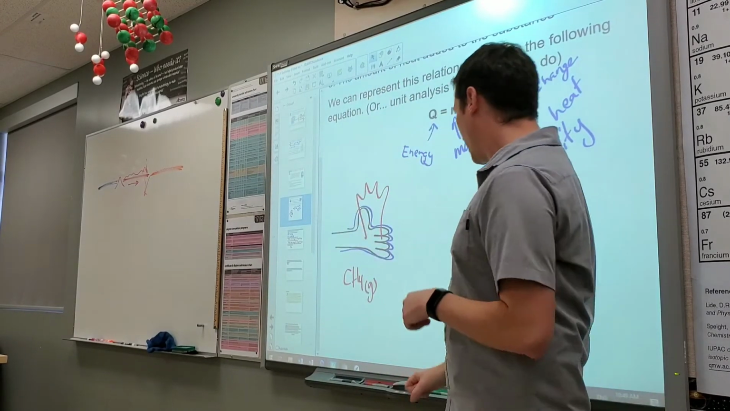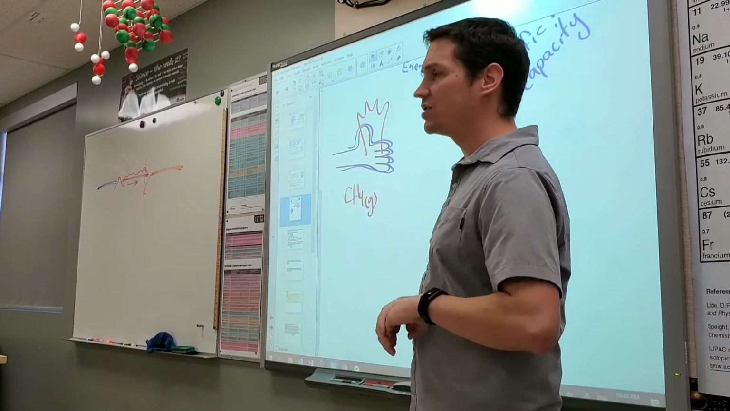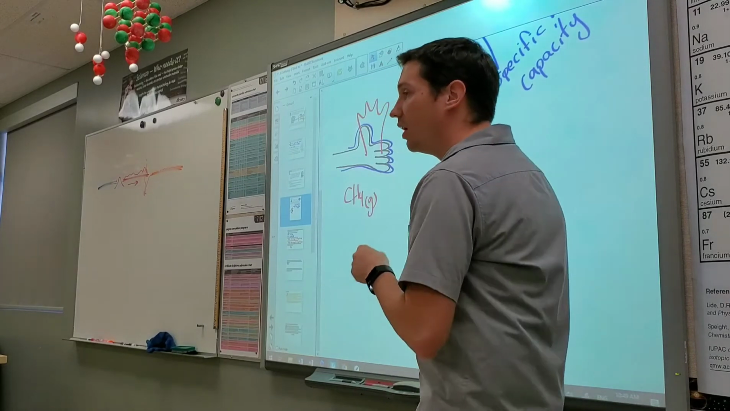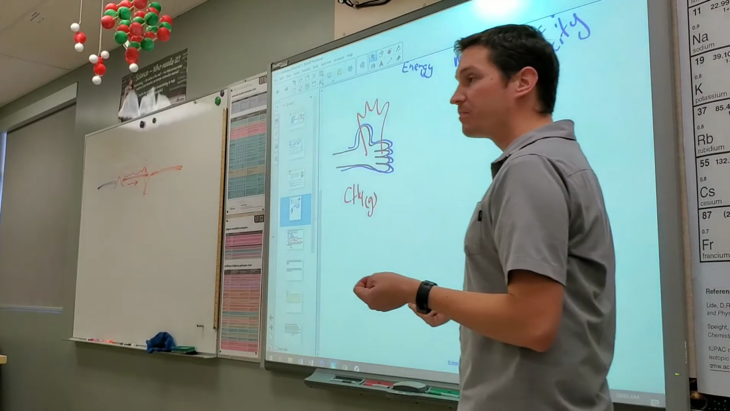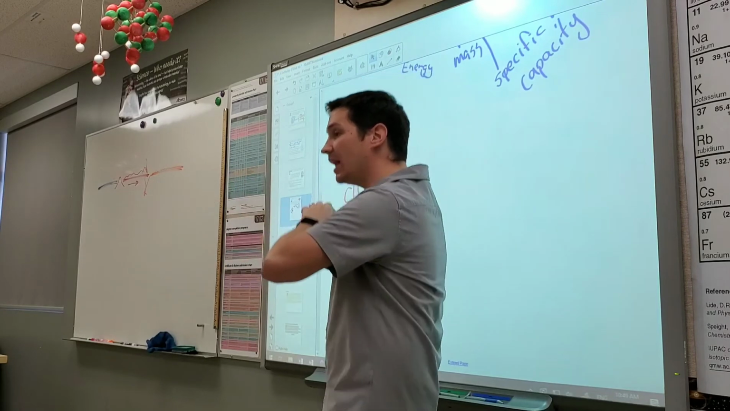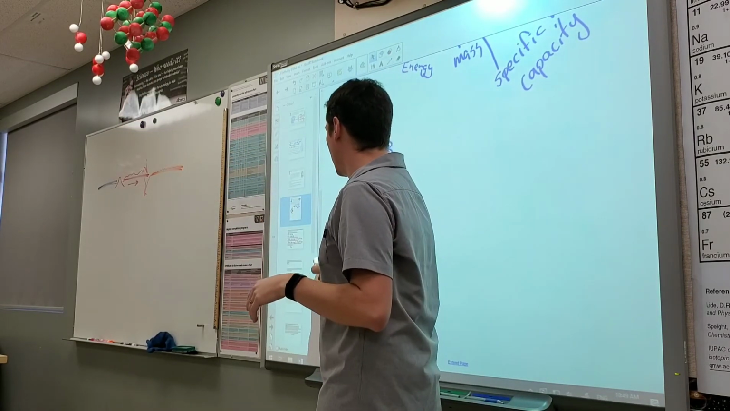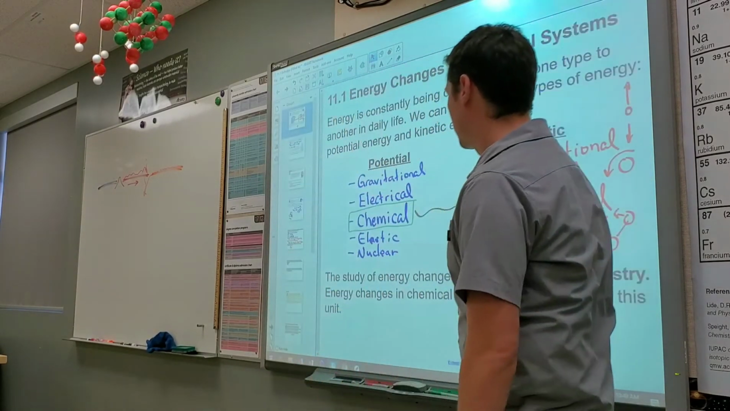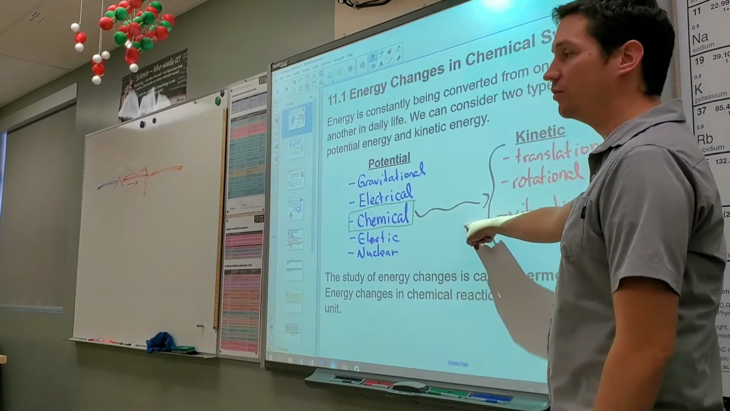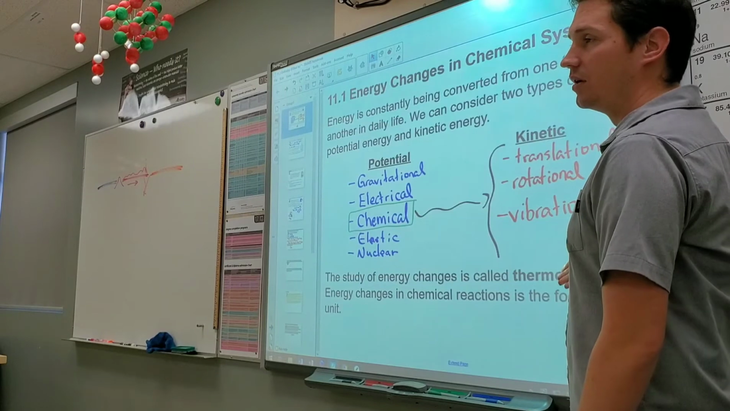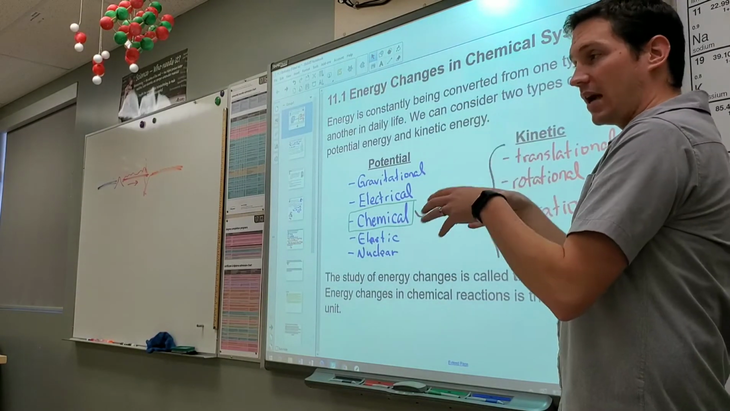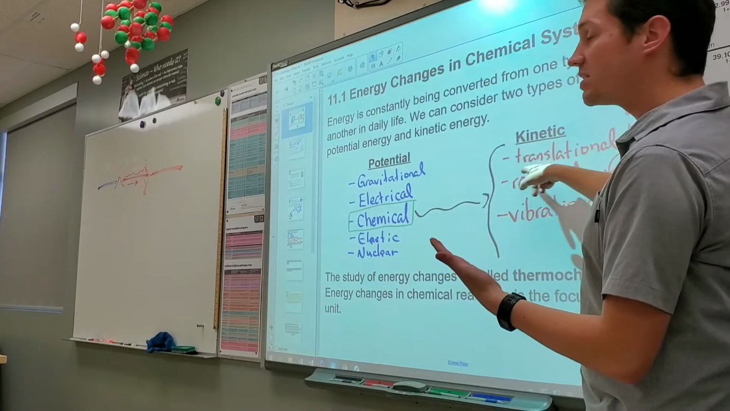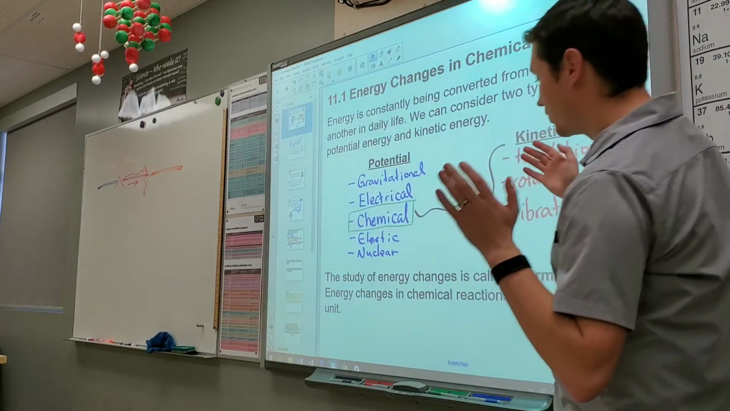These atoms, when they're bonded together, have a certain amount of potential energy. So there's potential energy stored inside this molecule. When we react it with oxygen, we unleash that potential energy. It releases that potential energy. So the potential energy turns into what? Kinetic energy. The potential energy stored in the chemical bonds of the methane molecules is released, and it increases the speed of whatever particles are surrounding it.